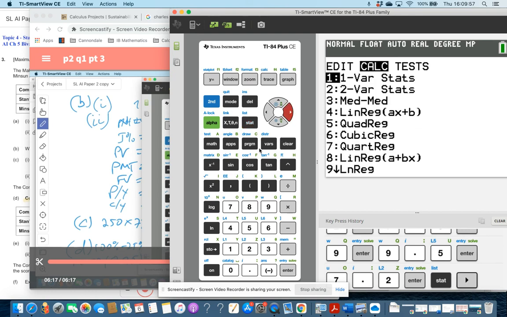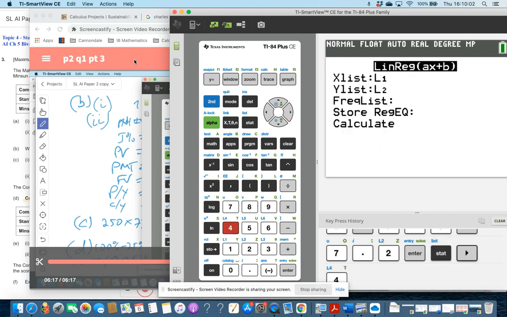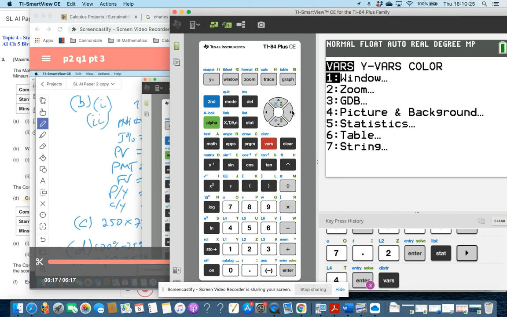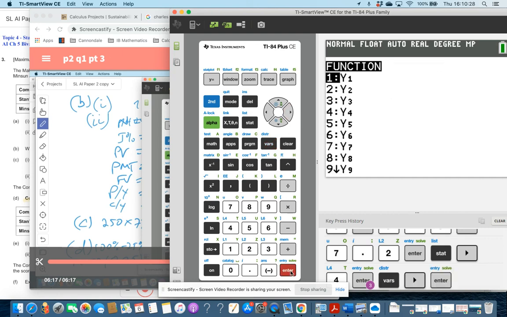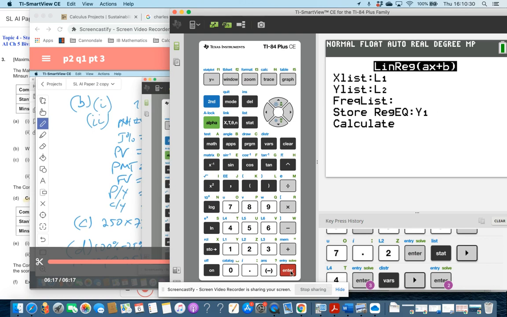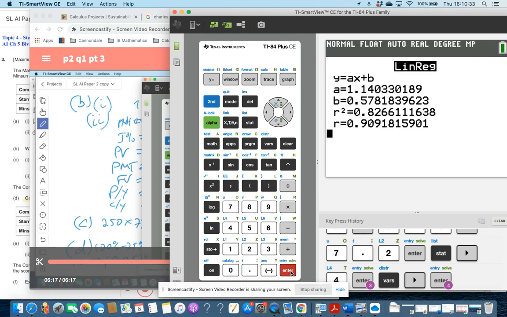Okay, so we're going to go LinReg, number 4 here. Again, I want to make sure that I had stat diagnostics on. I'm pretty sure I did. Okay, and List 1, List 2, frequency list, there is none. Maybe I want to store this equation in my calculator to answer a future question to estimate a score. So I'm going to store that in Y1 by going Y-Vars, Function. And now it's going to store in Y1.